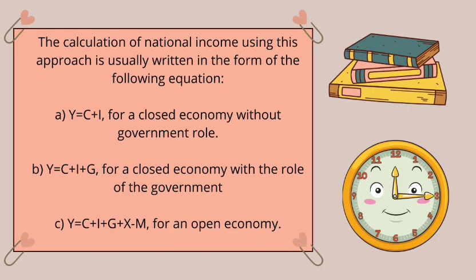The calculation of national income using this approach is usually written in the form of the following equations. A. Y equals C plus I for a closed economy without government role. B. Y equals C plus I plus G for a closed economy with the role of the government. C. Y equals C plus I plus G plus X minus M for an open economy.